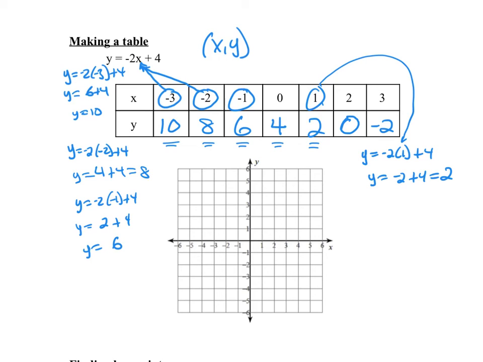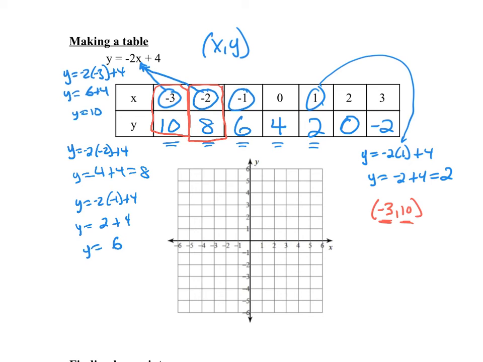Now what I want to do, though, is graph those points. So what I'm going to do is take this point, and unfortunately that point's not going to fit on the graph, but that point would become, from the table, negative 3, 10. So the x value would be the first number in the point, and the y value would be the second. Now, these first two, unfortunately, don't fit on the graph, but the next 5 do.